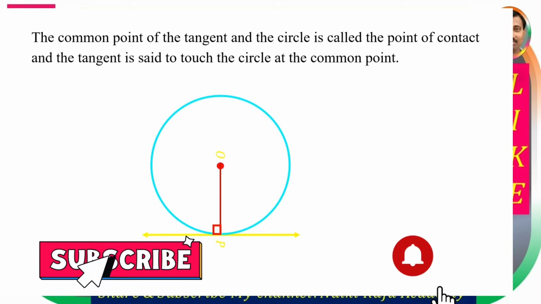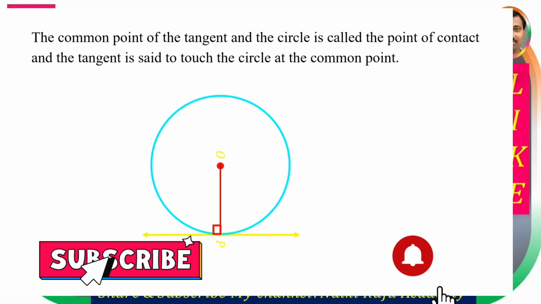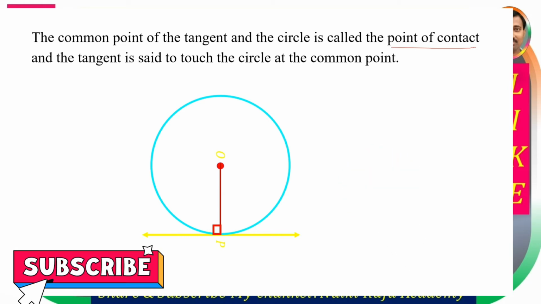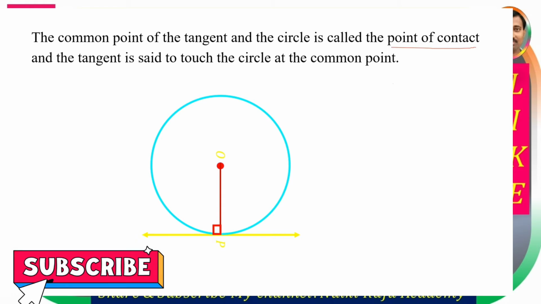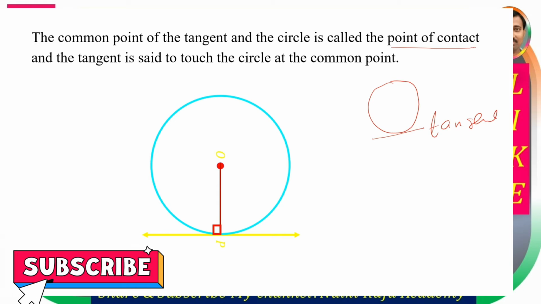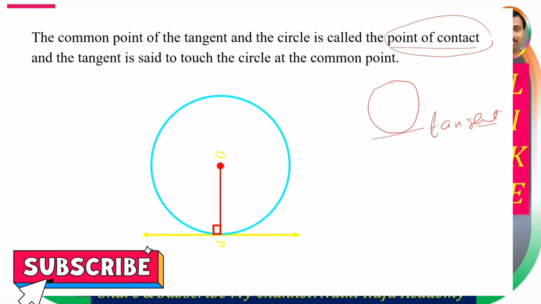In the previous video, we learned the common point of tangent and the circle is called the point of contact. First of all, what is the tangent? A line that touches the circle at a point is called a tangent. The common point of tangent and circle is called the point of contact. The tangent is said to touch the circle at the common point.